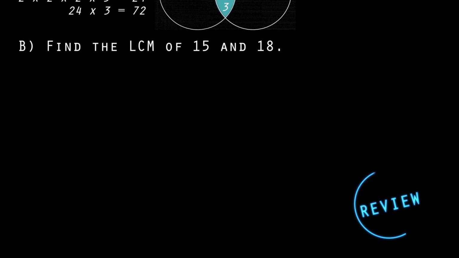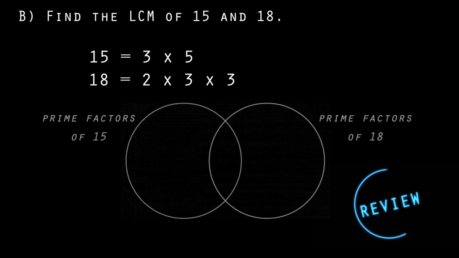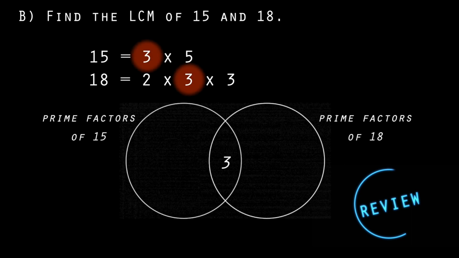For question B, 15 is 3 times 5 and 18 is 2 times 3 times 3. The matching 3 goes into the overlap and we fill in what's left. 3 times 5 makes our 15, and then this times the 2 and the 3 gets us to 90. 90 is the lowest common multiple. As always, if you are confused with anything you've seen, you can always watch the video again or find a teacher to help you out.